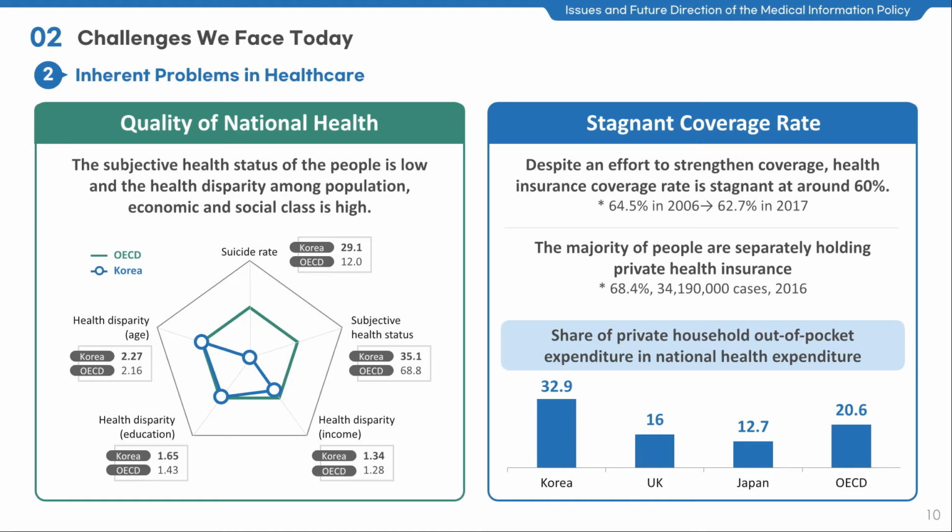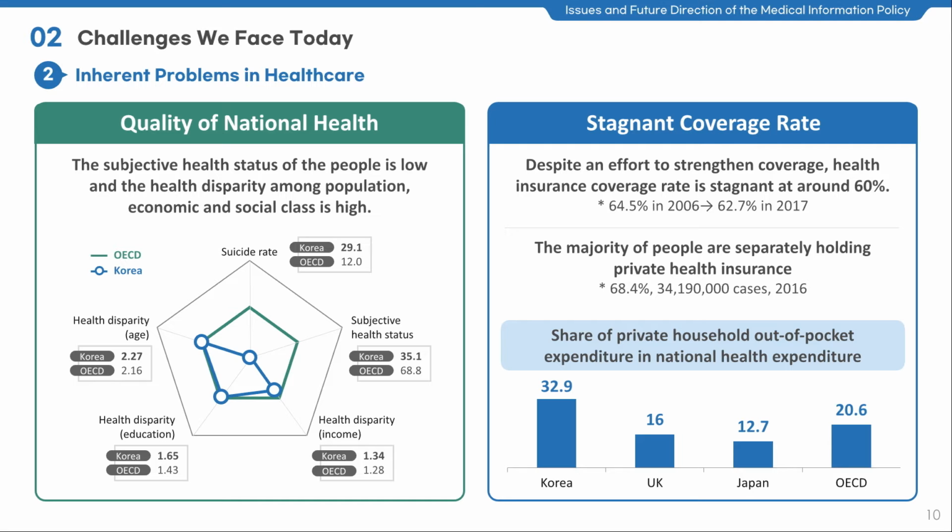Now, let's talk about the inherent problems of the Korean healthcare system. The public's subjective health status is low, and the health gap among population, economic, and social class is wide. This leads to low quality of public health. Although efforts have been made to increase insurance coverage, the rate of health insurance coverage has stagnated, causing most people to buy private medical insurance.